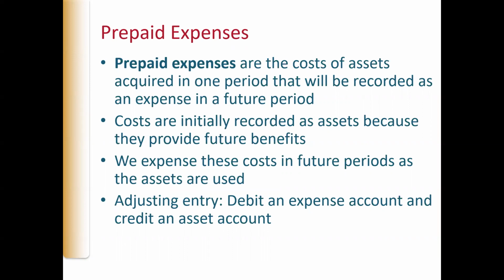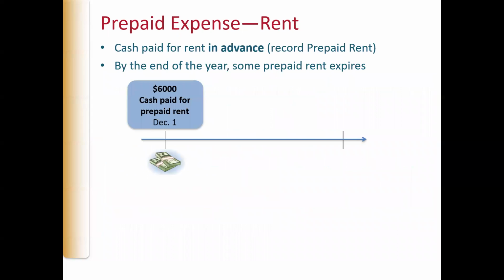As we talked about earlier, but we'll go into detail, a prepaid expense are the cost of assets acquired in one period that will be recorded as an expense in a future period. The costs are initially recorded as assets because they provide us with a future benefit. But we expense these costs in the future periods as we use up those assets. A prepaid expense, guys, write these down, will always have a debit as an expense and we will credit an asset account, always.